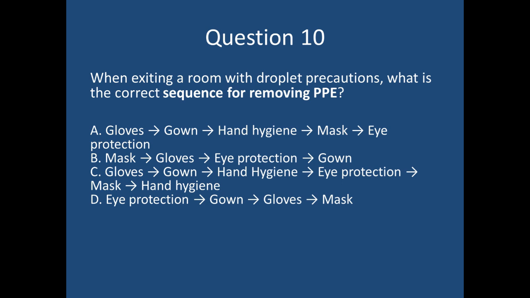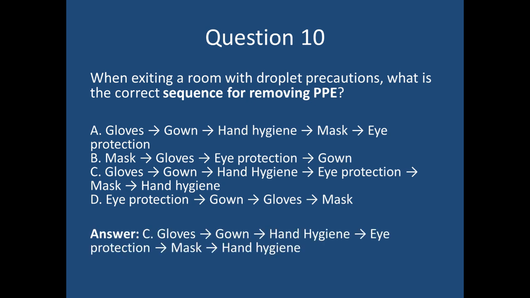Question number 10. When exiting a room with droplet precautions, what is the correct sequence for removing PPE? A. Gloves, gown, hand hygiene, mask, eye protection. B. Mask, gloves, eye protection, and then gown. C. Gloves, gown, hand hygiene, eye protection, mask, and hand hygiene. And D. Eye protection, gown, gloves, and mask.